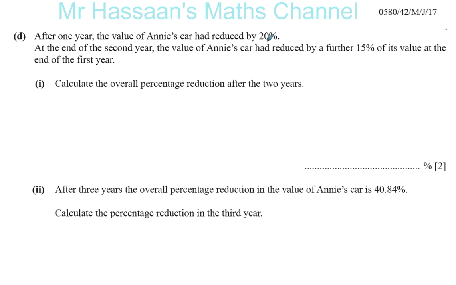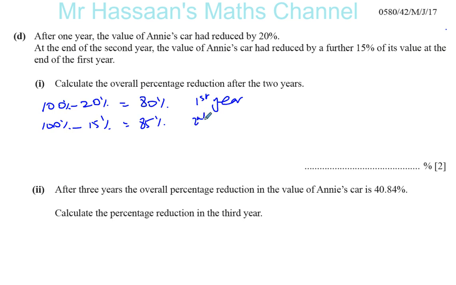Now, first of all, if it's reduced by 20%, that means it's now going to be 100 minus 20% of its original value. So it's 80% of its original value at the end of the first year. Okay, after 1 year, it's 80% of its original value. And the second year, it's going to be 100% minus 15%, which is 85% of its value after the first year. So this is 80% of the original value, this is 85% of the value at the end of the first year, okay, because it's compounded, you can say.